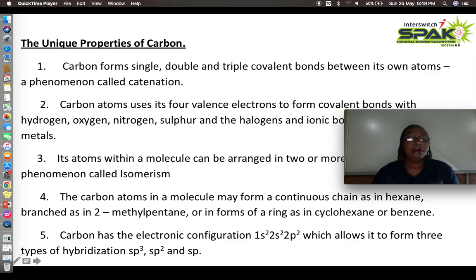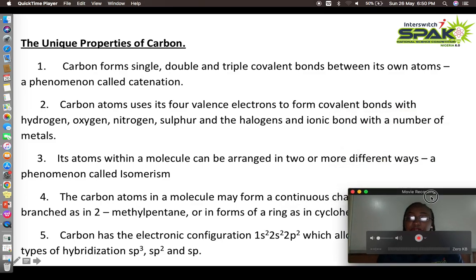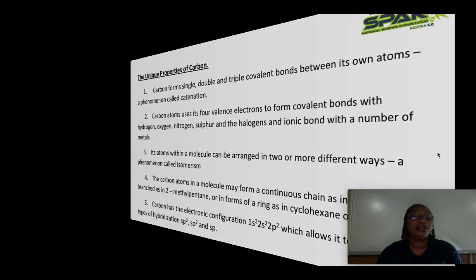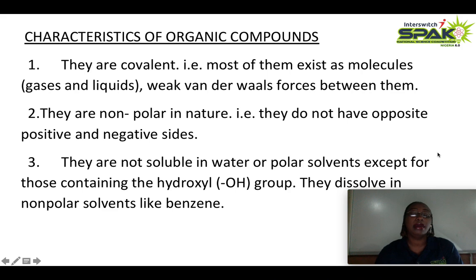They have electronic configuration of 1s2, 2s2, 2p2, which allows it to form 3 types of hybridization. We have sp3, as we can find in alkanes, sp2 as we can find in alkenes, and sp as we can find in alkynes. I'm sure all these are not new to you, so let's see other things about organic compounds.